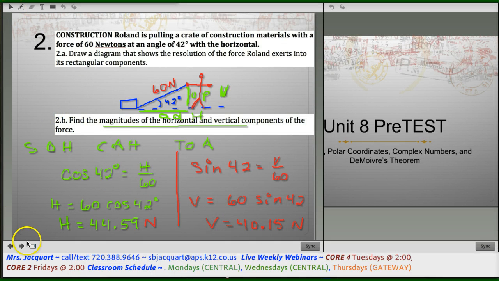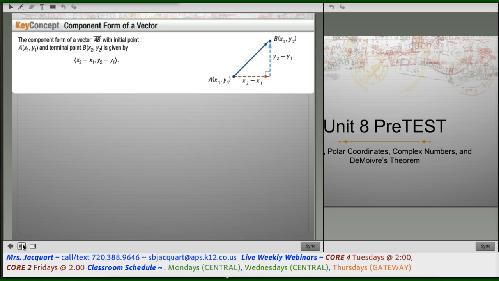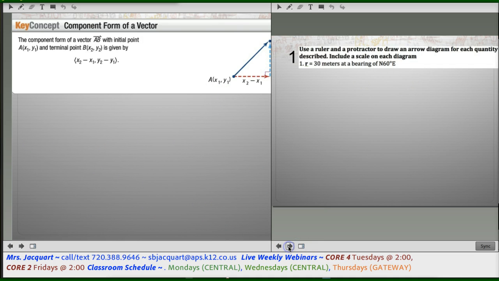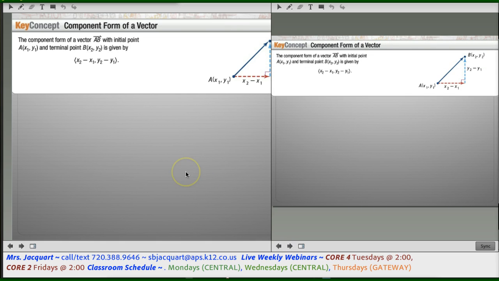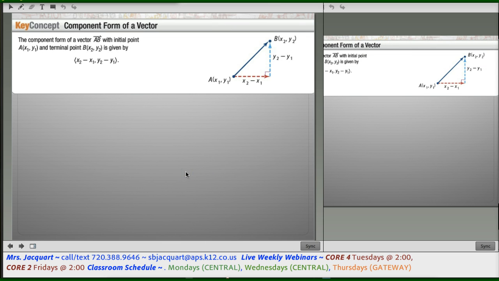Okay. Pause, take notes. Here's where I'm going to use this PowerPoint, to put the notes up as I do it. Push pause and take notes if you need to, but let's work this problem.